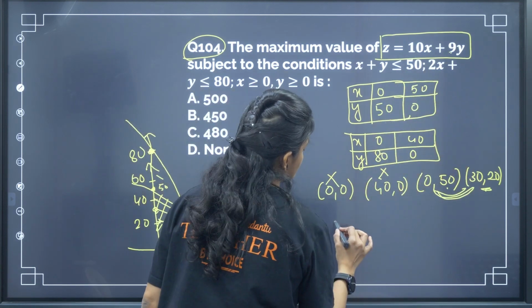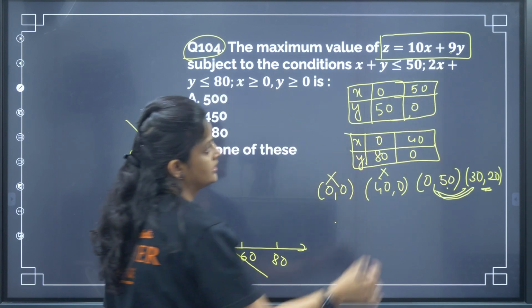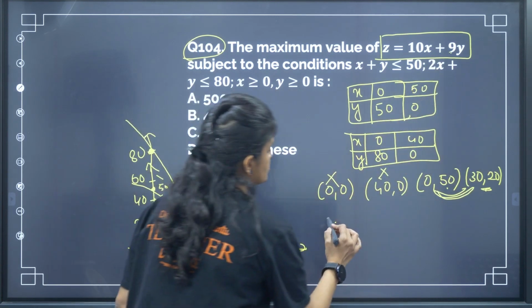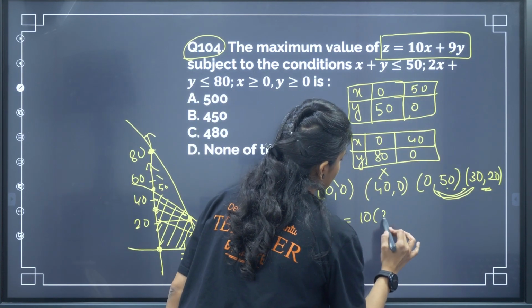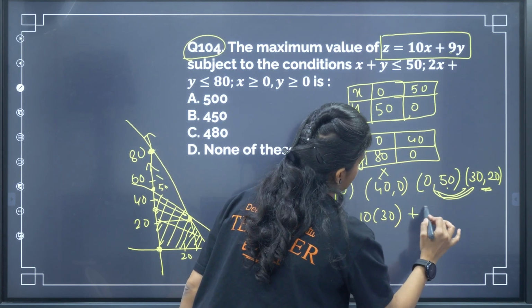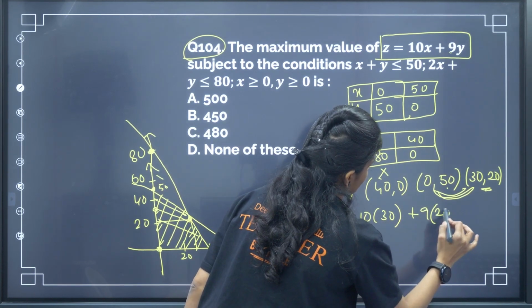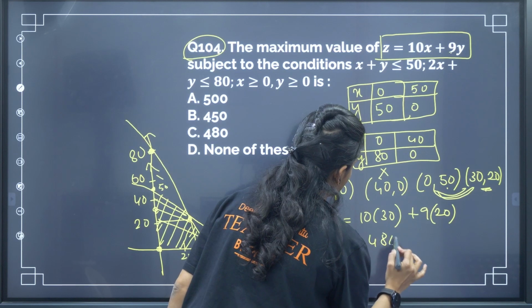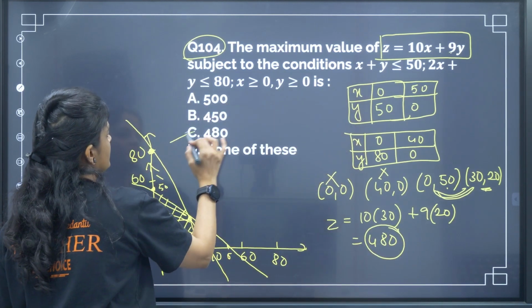Substitute x as 30 and y as 20 in the objective function. Z is equal to 10 into 30, 300, plus 9 into 20, 180. So it is giving you 480. 480 will be your answer.